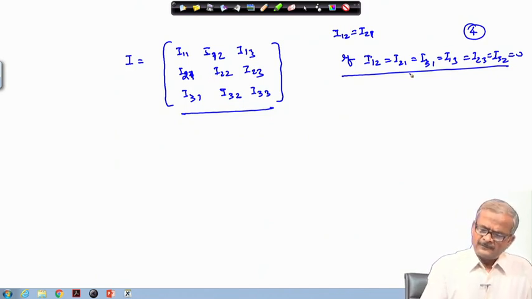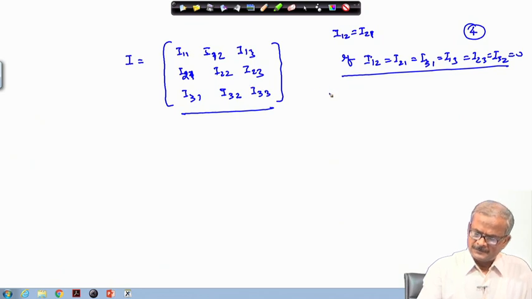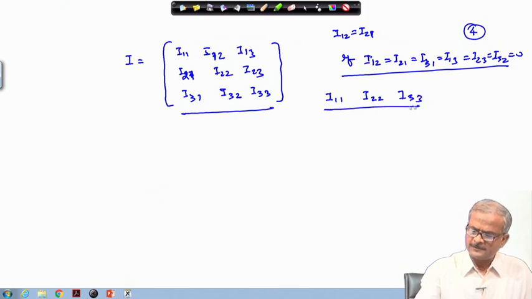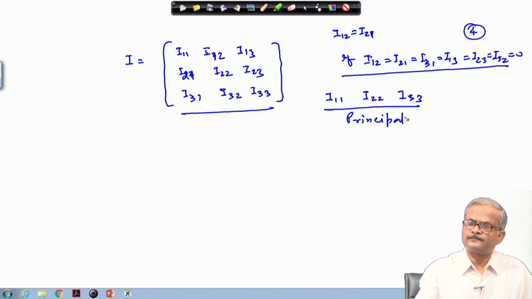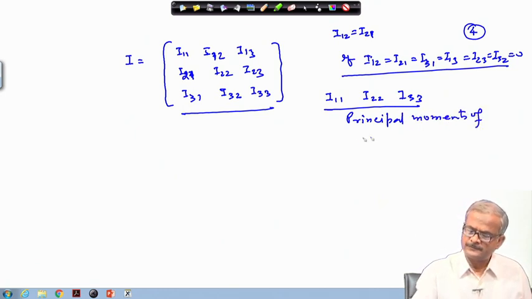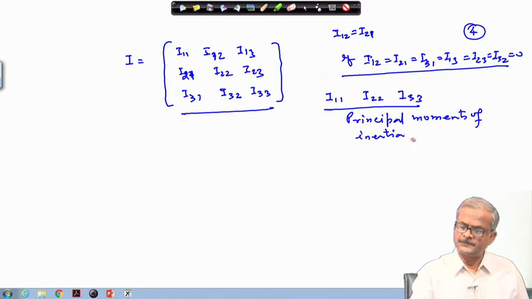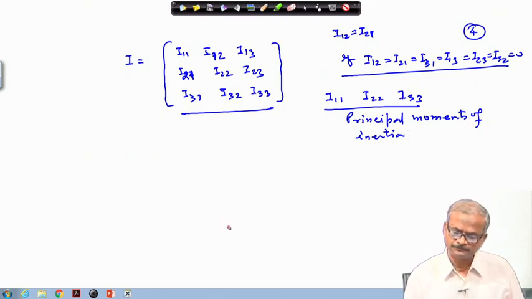So, if these off diagonal terms are 0, then I 1 1, I 2 2 and I 3 3 are called the principal moments of inertia. These are the principal moments of inertia.